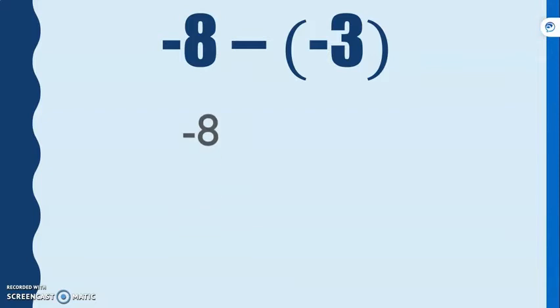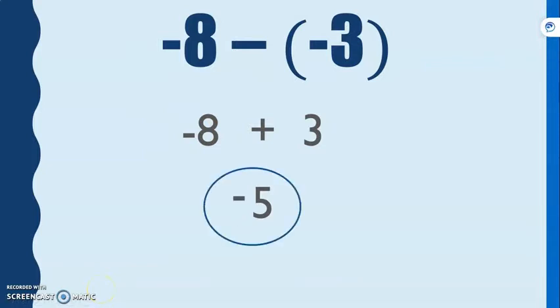Now I change my minus to addition. And what's the opposite of -3? +3. Now I ask myself, are the signs the same or different? And they're different, so I subtract the absolute values. 8 minus 3 is 5. Now I decide if it's negative or positive. Which one has the greatest absolute value? And we're looking at this expression. -8 has the greatest absolute value, so my solution would be -5.